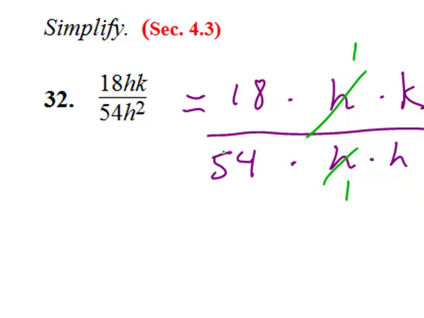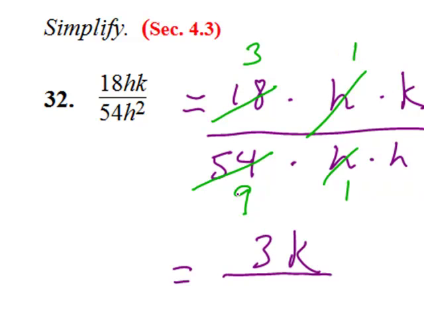18 and 54. Trying to think of a number. 6 divides into 18 and 54 evenly, so let's do that. Let's divide each by 6. 6 divides into 18 3 times, and 6 divides into 54 9 times. Now, because we've got so much going on here, I'm going to take a look at what we have before we continue on. In the numerator we have 3 times 1 times k, that's 3k. In the denominator we have 9 times 1 times h, or 9h.